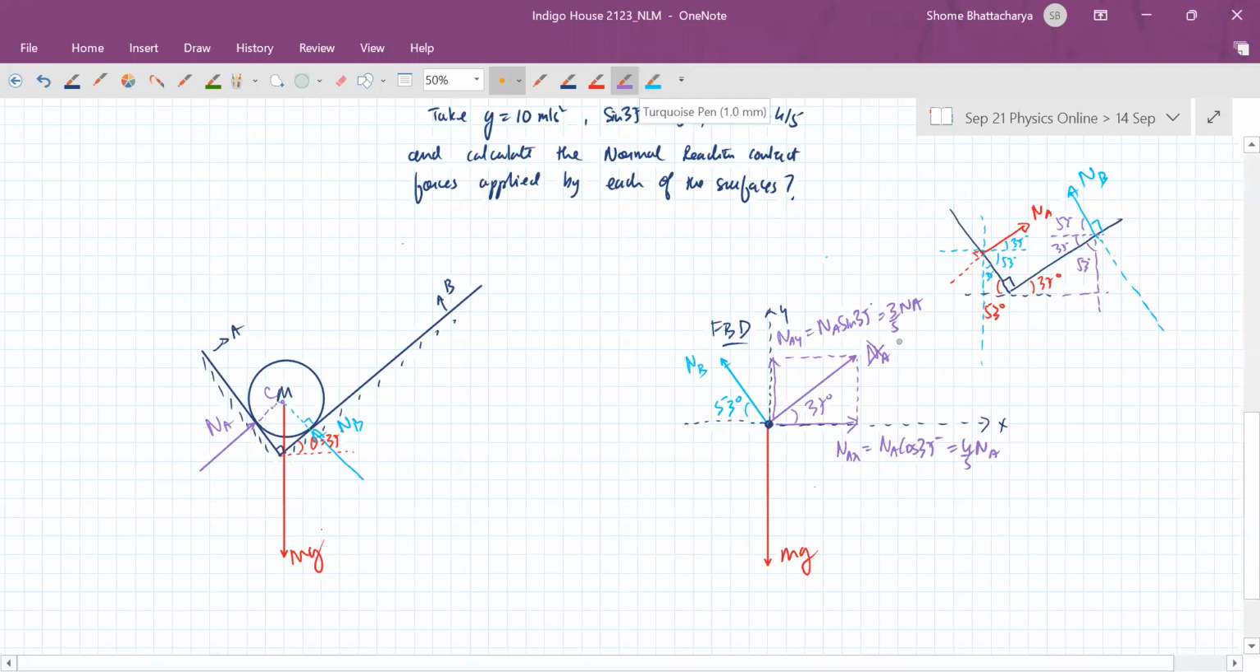And similarly, this one's components. This one will become 3 by 5 NB, and this will be 4/5 NB. Verify that yourself. Okay. NB cos 53 is 3/5 NB. That is the x component.